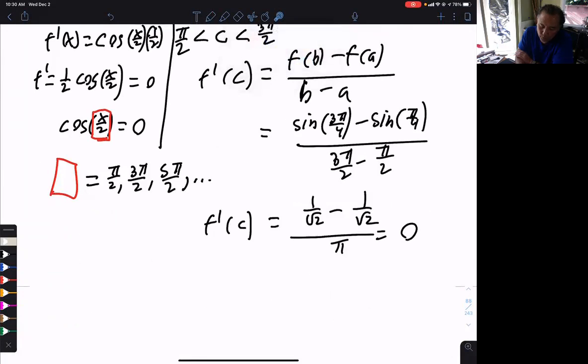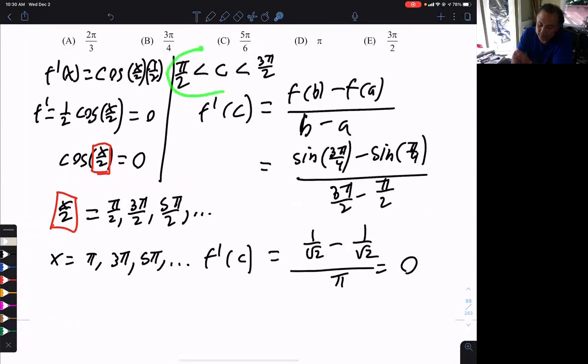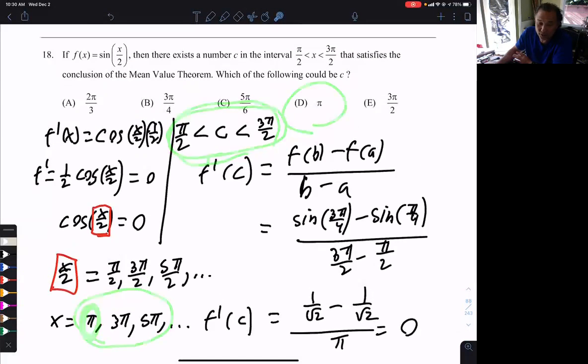But what angle is this? That's x over 2. So we're going to multiply both sides by 2. x equals pi, 3 pi, 5 pi, and so on. So those are our possible locations. But according to the mean value theorem, it's got to be between the endpoints. Which one of these is between 1/2 pi and 1.5 pi? And the answer is going to be pi. So pi should be the correct answer.